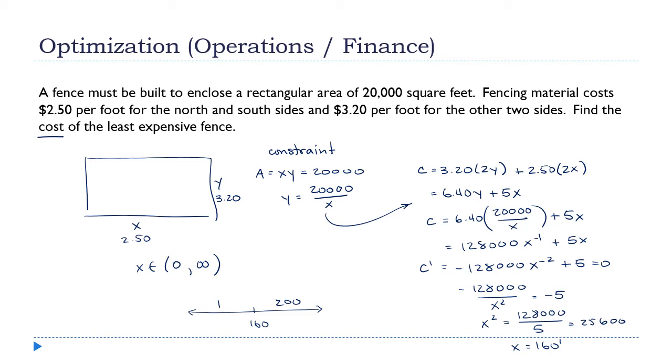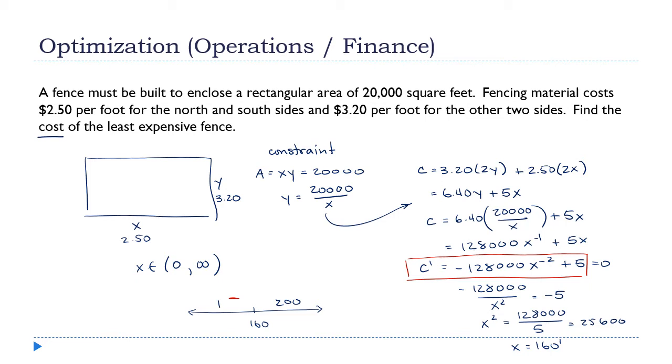Let's not even do it there. Let's do it here. That's the derivative. So when I put 1 in there, I get a negative 128,000 plus 5. That is a huge negative number, so that's negative. And what happens if I put 200 in there?